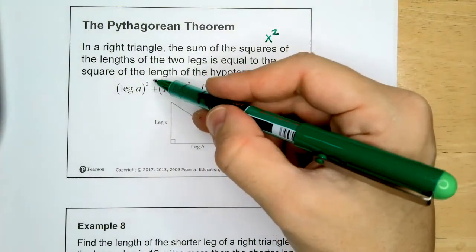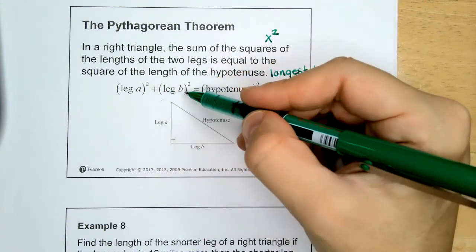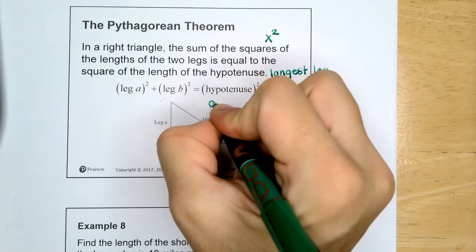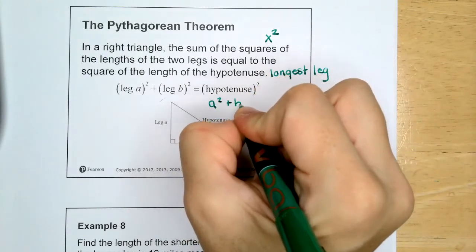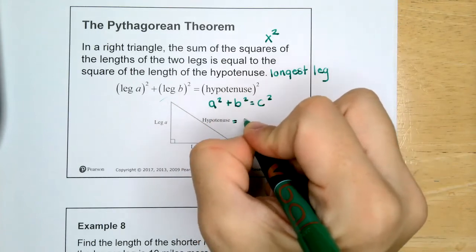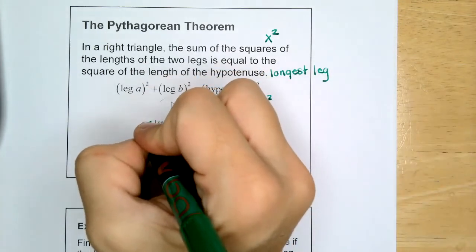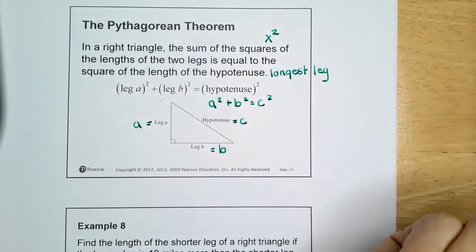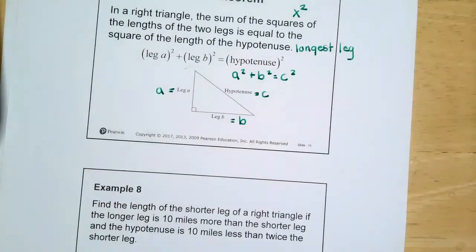So we have leg A squared plus leg B squared equals the hypotenuse squared. We also call it just A squared plus B squared equals C squared. And we know the hypotenuse is always C. So we'll call this A, we'll call this B. A squared plus B squared equals C squared, okay? That's what we need to know for this problem.